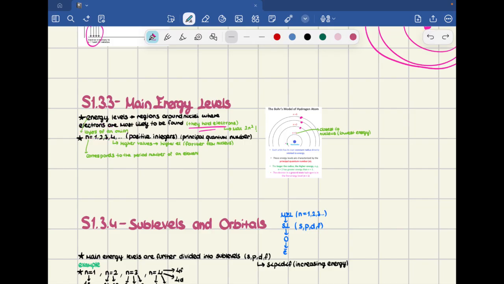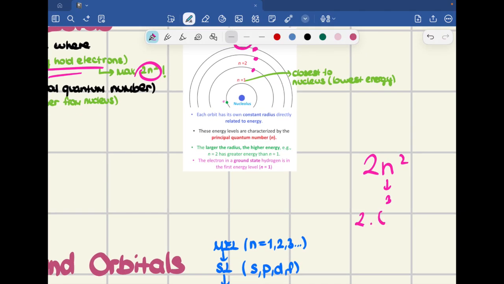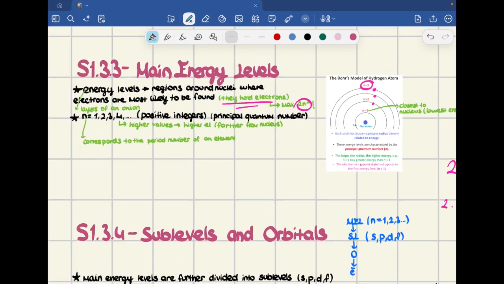And in order to calculate the maximum number of electrons that an energy level can hold, you can use this formula: 2n squared. For example, if you want to find the maximum number of electrons that the energy level n equals 3 holds, we can just put 3 here. So 2 times 9 will be equal to 18. This is how you can calculate it.